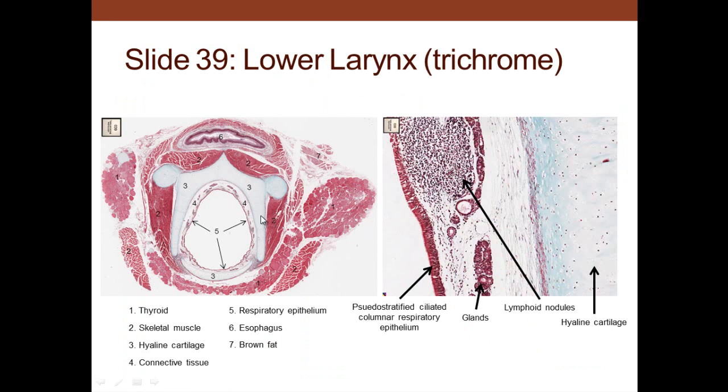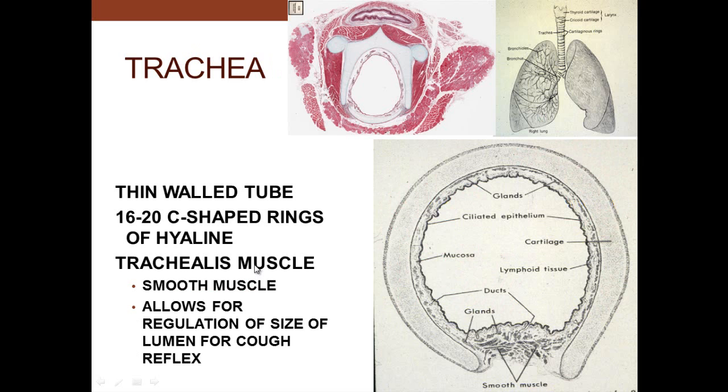As you come on down to a lower portion, we can see the thyroid gland. These are the follicles of the thyroid gland, skeletal muscle, and through here, hyaline cartilage. This is hyaline cartilage. Connective tissue is all throughout there. It connects everything. Respiratory epithelium is what lines the lumen of the trachea, and then we can see the esophagus, and there's brown fat. This is brown fat right in through there. You can see glands, respiratory epithelium, cartilage. This is a lymph nodule that we can see.